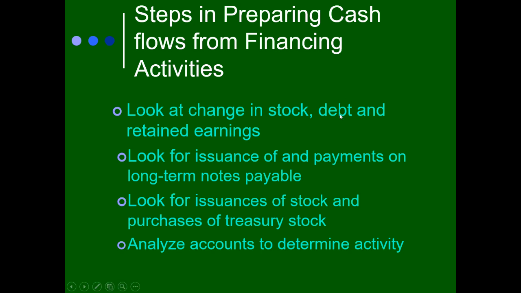Look for any issuance of and payments on long-term notes payable, and look for issuances of stock and purchases of treasury stock, and then analyze the accounts to determine the activity. So you're looking at the differences between the comparative balance sheets, between the previous year's balance sheet and the current year's balance sheet.